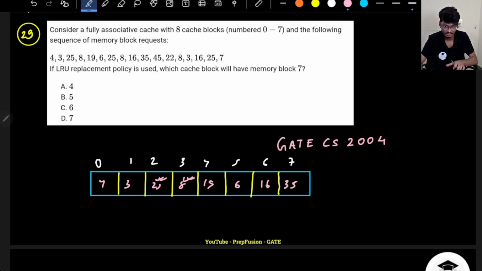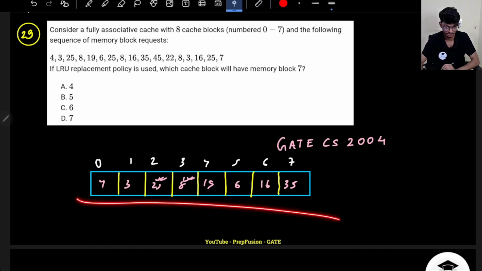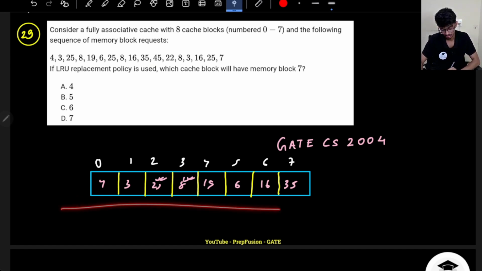So these are the initial calls. After this, 45 comes. Now if I am calling for 45, which one will I replace?